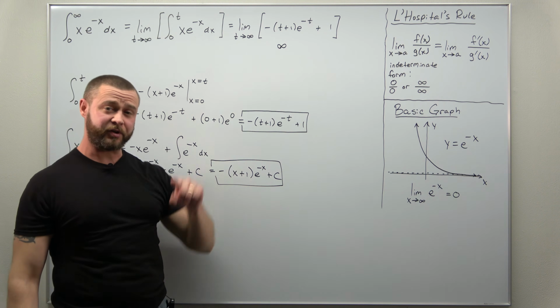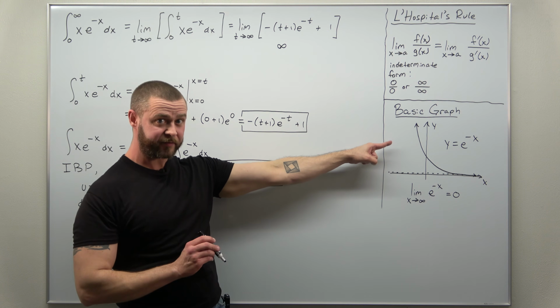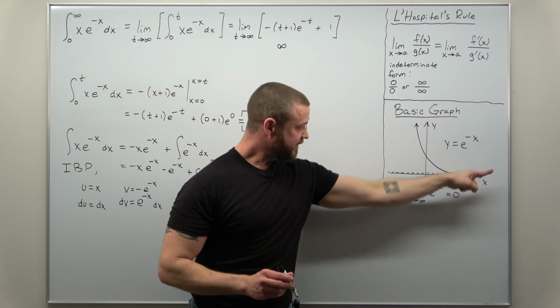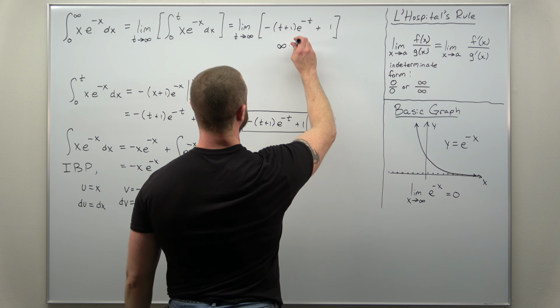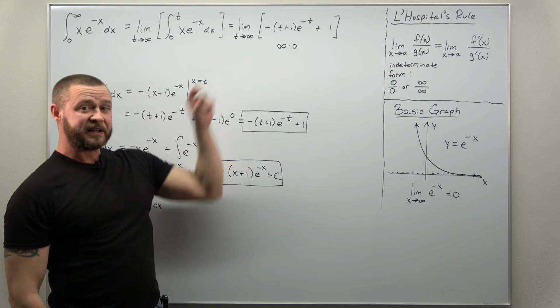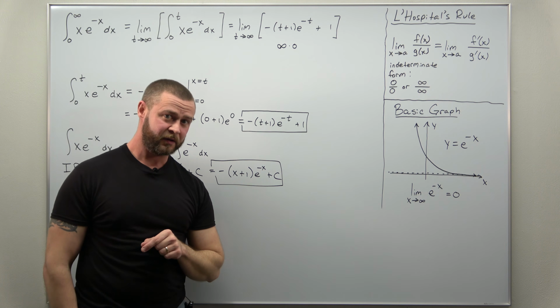But your exponential term, e to the negative t, you can see from your basic graph of e to the negative x, as you approach infinity, the exponential function approaches 0. So what we have here is an indeterminate form as t approaches infinity, but it's of the type infinity times 0.